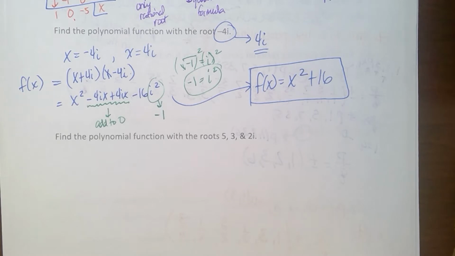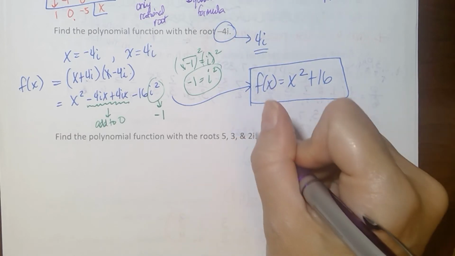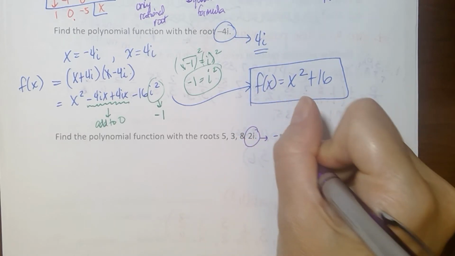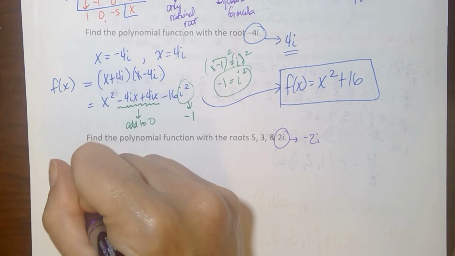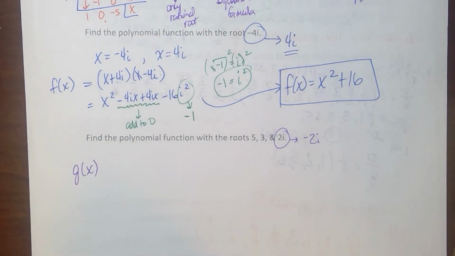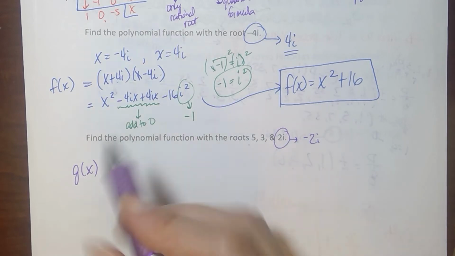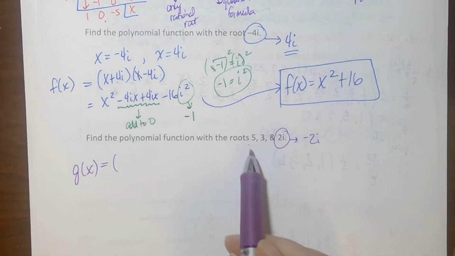Let's do another one of these where we are finding the polynomial function given a set of roots. This time I'm given 3 roots, 5, 3, and 2i. This is an imaginary root, so it has a conjugate, negative 2i. That means I have 4 roots, which means I have 4 factors. So if I'm finding the polynomial function, let's call it g of x, I need to turn each of these roots into factors. That's going to change the sign on each of those.